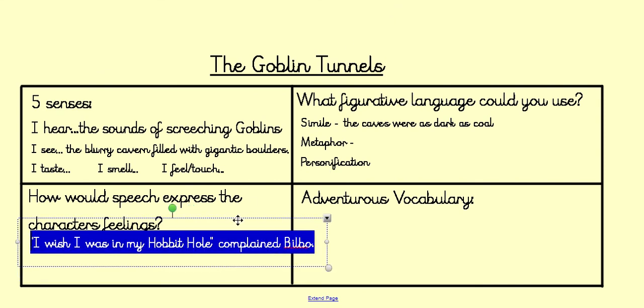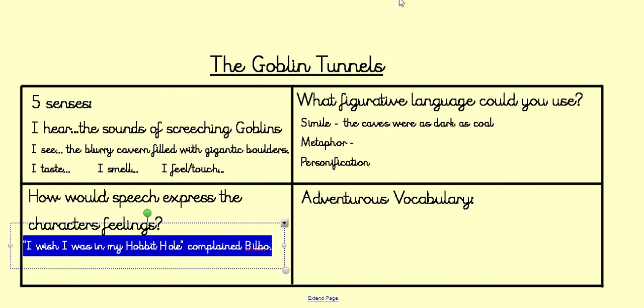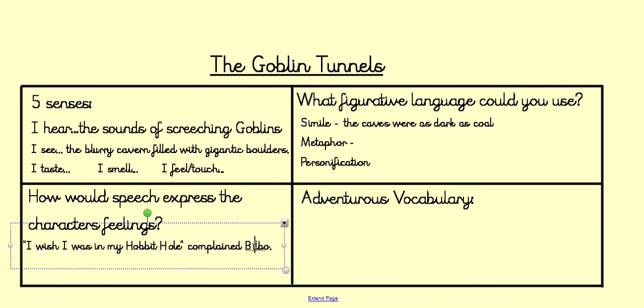But how could speech express your character's feelings? And you really need to think quite hard about that one. How might the other dwarves complain? How might they groan? What might happen to them that would make them very upset or grumpy? Because obviously these goblin tunnels aren't a nice place to be. Okay? And then finally, we need to think of some adventurous vocabulary.